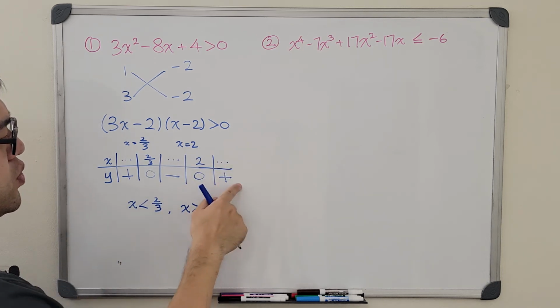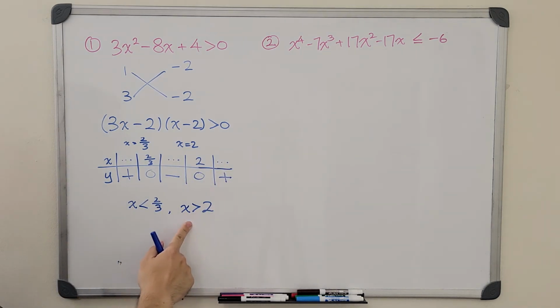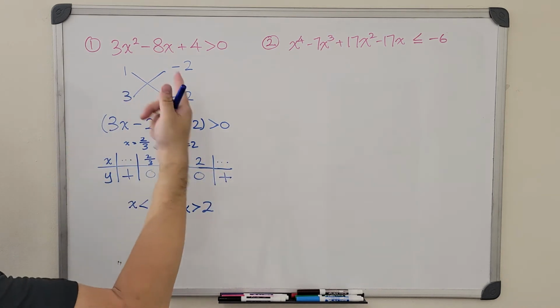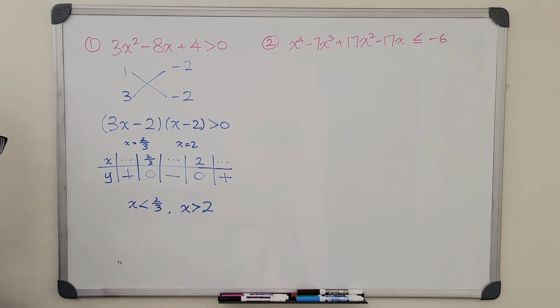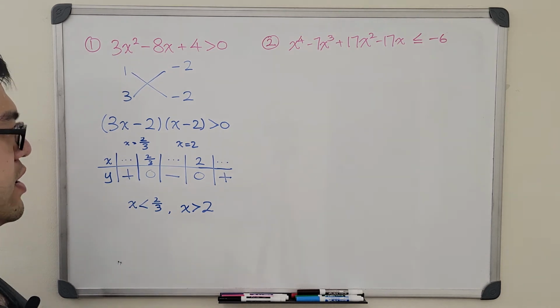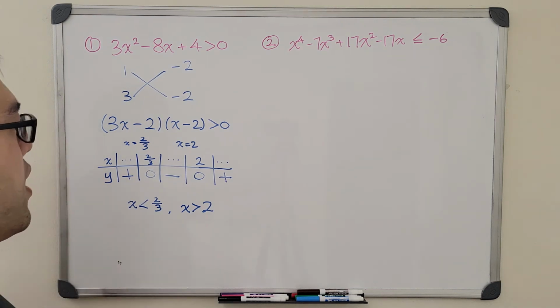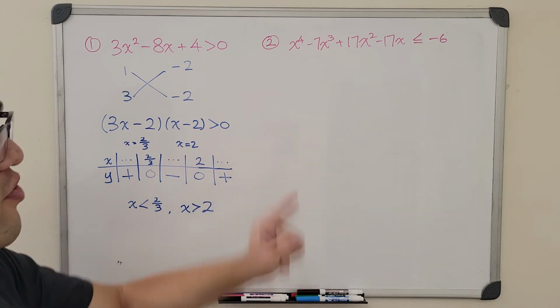And with a similar argument, we can claim that all the values strictly greater than 2 will always end up positive, which means x greater than 2 is another part of the solution for this inequality. Excellent. So let's move on to the second one.